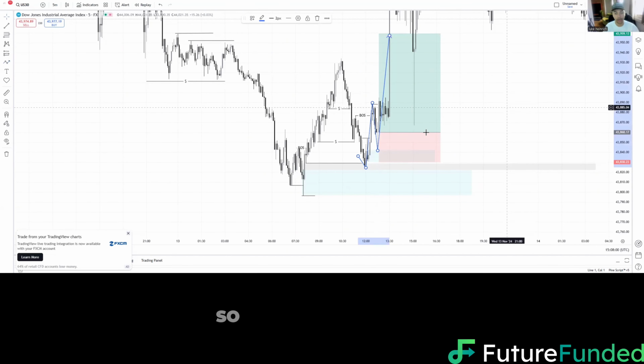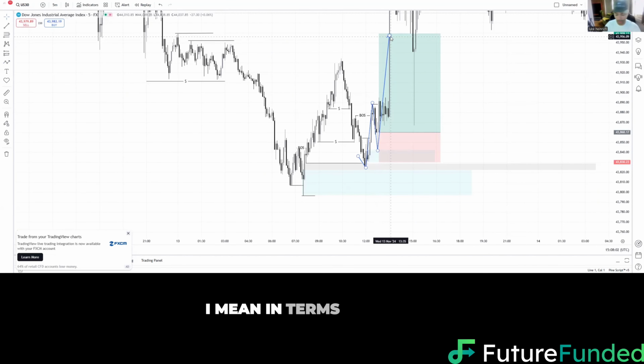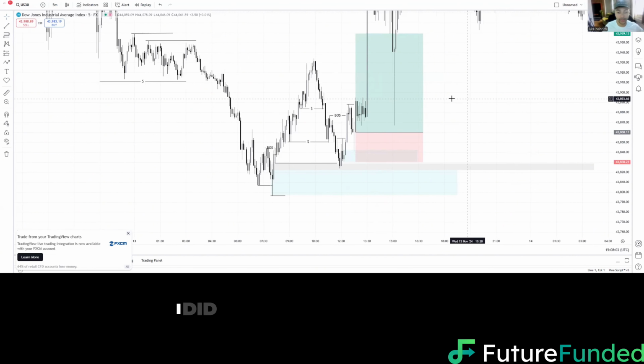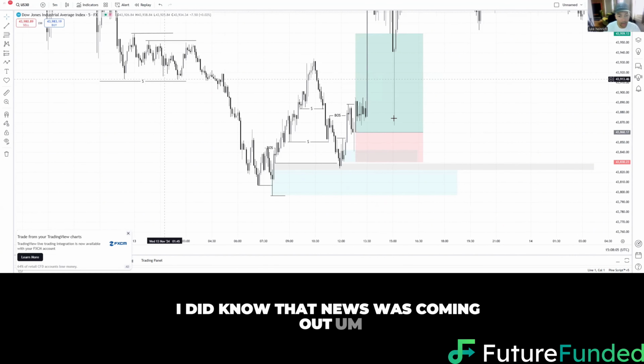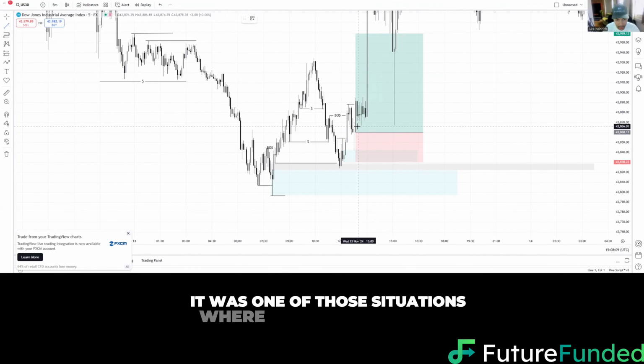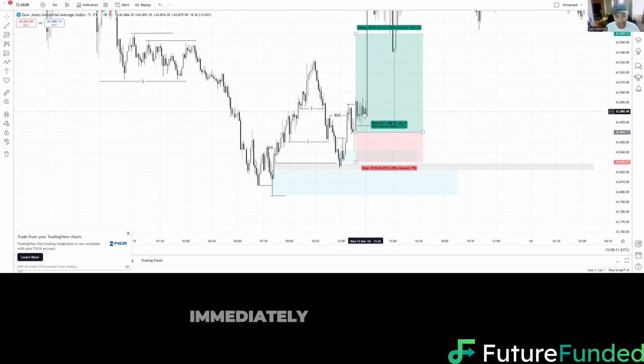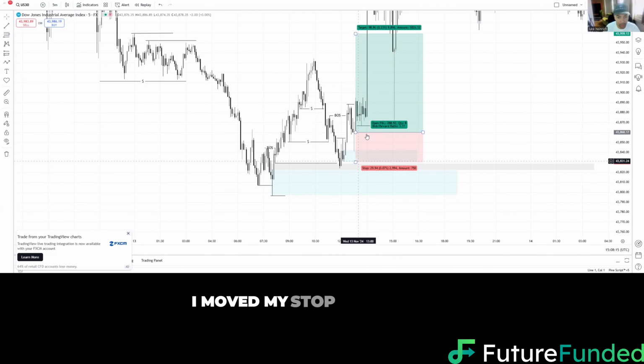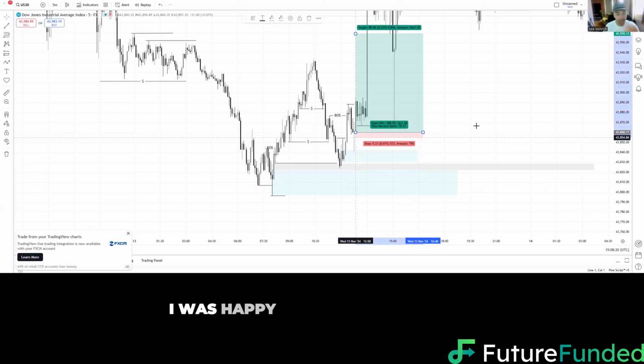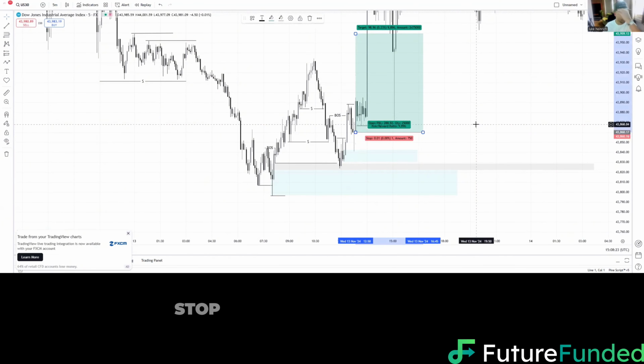All right, so I hope that helps, guys. In terms of my trade management and so forth, I did know that news was coming out. So it was one of those situations where I saw that price was building up some liquidity here. Immediately as that happened, I moved my stop to break even, coming into about 5 minutes into news. So my stop was already at break even. I was happy with that, because even if price stopped me out immediately at break even, I was absolutely fine. I didn't want to miss this setup.